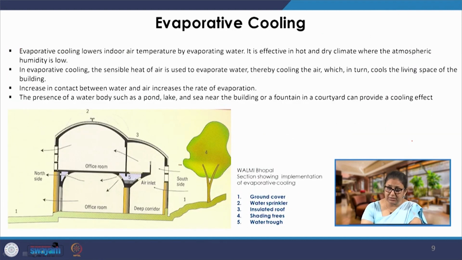Then we have evaporative cooling. We know the fundamental of evaporative cooling, but then where to use and how to use. So, this is in a building in Bhopal where they have added water in the structure itself, and the air just passes through it and it gets cooled down due to this evaporative cooling process.